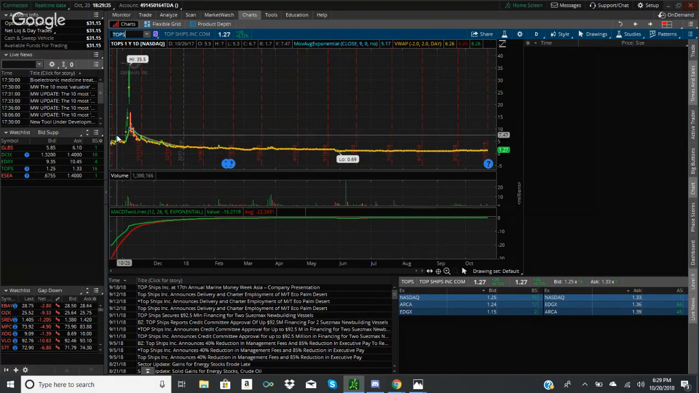Okay, TOPS did a reverse split, ran up a lot, and then came back down. So there is potential for this based on float size, although I think the float's a little bit higher now. So TOPS is one that is on watch, but I'm looking at GLBS.